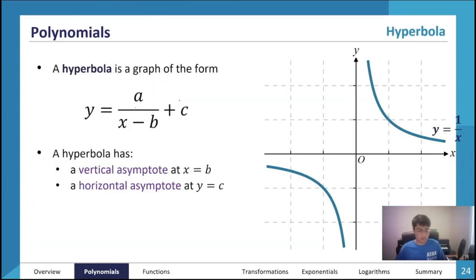Alright, so the first new function we're going to learn about is the hyperbola. This has the form y equals a over x minus b, plus c. There's going to be a vertical asymptote at x equals b and a horizontal asymptote at y equals c. So here's the graph on the right of y equals 1 over x. Just note that depending on those values of b and c, it's going to shift around, and a here is going to dilate the graph, so it's going to spread it further away from the y and x axes.